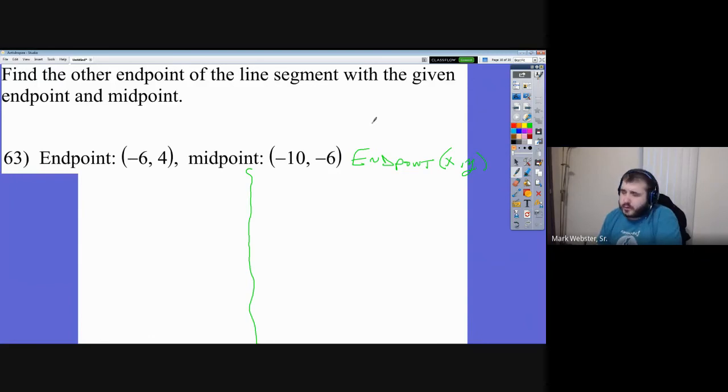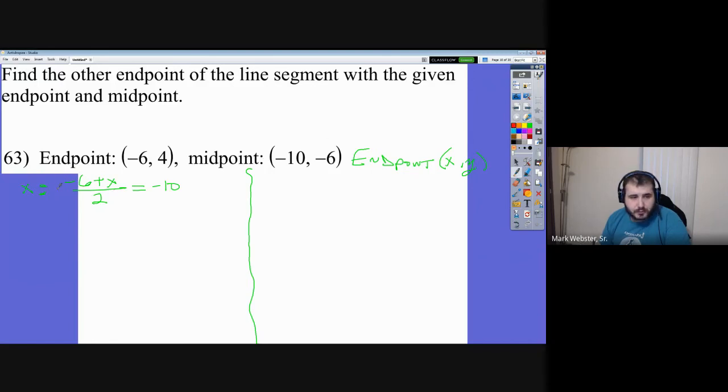So as we're going through and doing this, once again, there's a bunch of different ways that you could approach this problem. I'm just going to talk about the two that I know. So again, one way, the algebraic way, is we're going to look at the x value. So my two endpoints are negative 6, and I don't know. Let me make that side of the equation. They should add up and divide by 2 to get the midpoint. And the midpoint is negative 10.